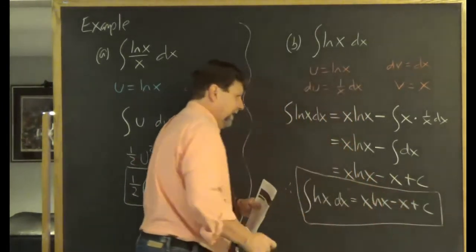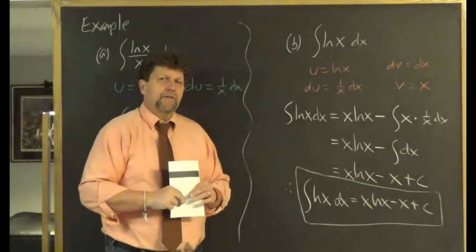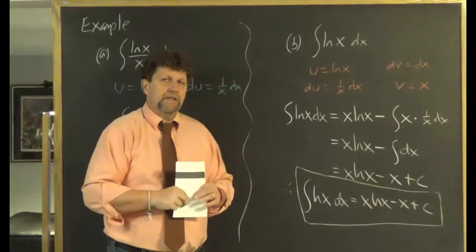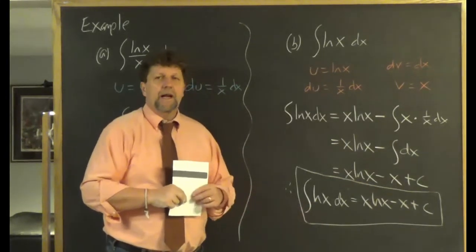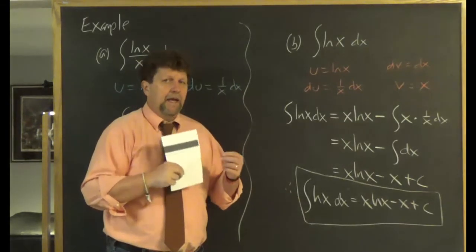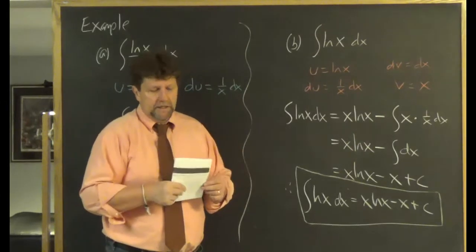We just came up with a new antiderivative formula: the antiderivative of ln x is x ln x minus x plus c. This is something that I would file away. I would just commit it to memory. It may come in handy in the future. It's just nice to know.